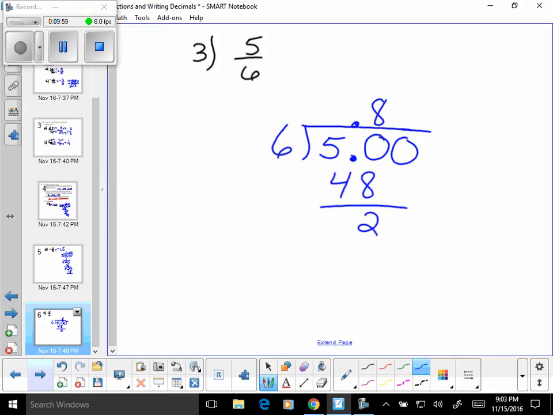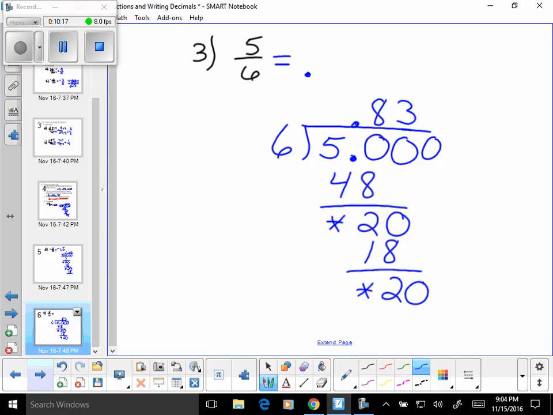Then I have to bring down the 0. 6 into 20 goes 3 times. 3 times 6 is 18. Aha! When I subtract, what am I going to get? A 2. If I add another 0 and bring it down, looky looky, that means that 3 repeats. So 0.83, notice that my repeat bar only goes over the number that repeats.